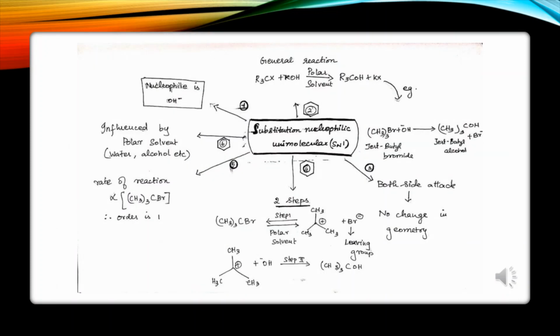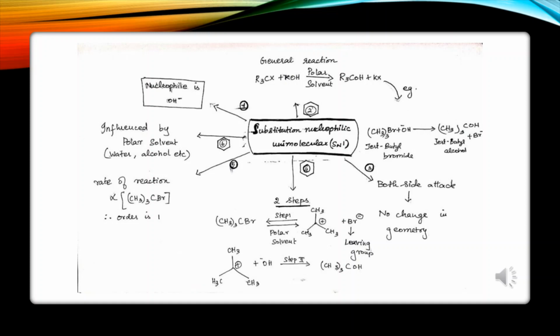In the previous slide we saw the SN2 reaction. Now let's see the SN1 reaction. In the SN1 reaction, the nucleophile is OH minus. The general reaction here is R3CX plus KOH, in the presence of polar solvent, gives R3COH plus KX.